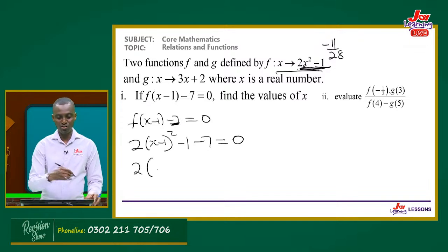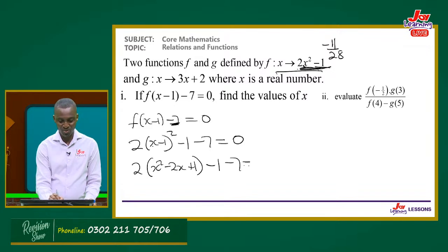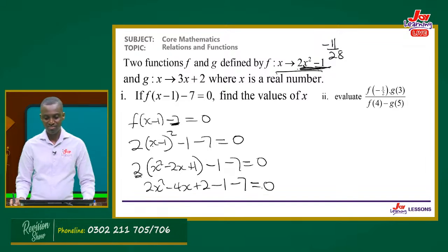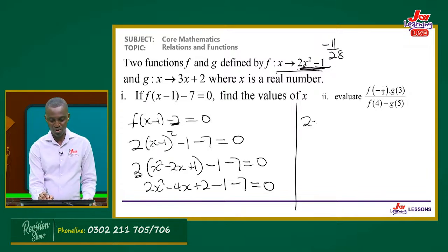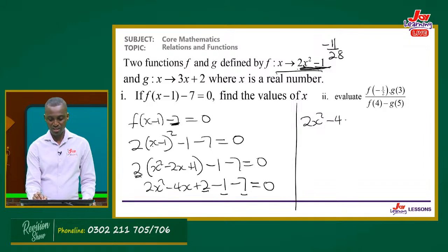2 into bracket, we expand what we have here, which gives x squared minus 2x plus 1. Then we bring our minus 1 minus 7 equals 0. We expand the 2 through and we have 2x squared minus 4x plus 2 minus 1 minus 7 equals 0. Now we simplify further: 2 minus 1 minus 7 will be negative 6, so we have 2x squared minus 4x minus 6 equals 0.